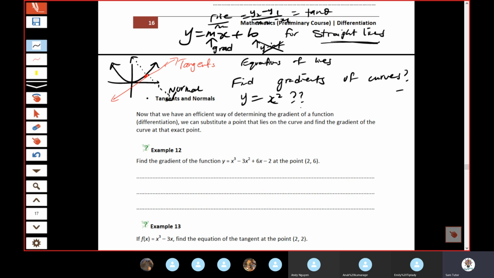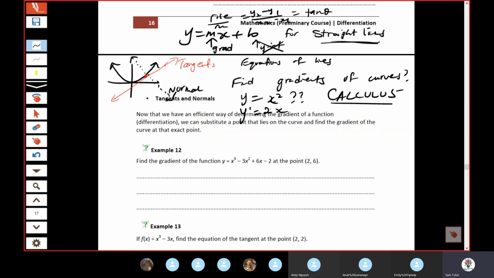Well, it's actually really easy now. Gradients of anything in the world, even straight lines, can be found by your good friend, calculus. So by differentiating this, it allows you to find gradients. So what is the derivative of y equals x squared? Well, to differentiate it, you bring the 2 down and subtract 1 from the power, so it just becomes 2x. So y dash equals 2x.